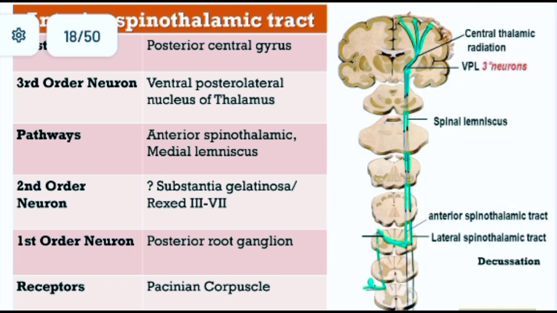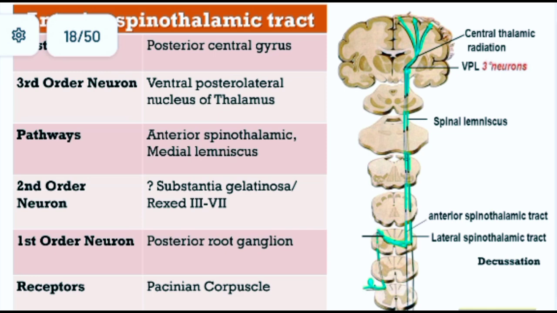So now let's talk about the anterior spinothalamic tract. When we talk about the anterior, where is it coming from? Where is it starting from, and where is it ending? So when we talk about the anterior spinothalamic tract, you need to understand that this one is starting from what we call the Pacinian corpuscles. Okay? So Pacinian corpuscles, what are these doing?